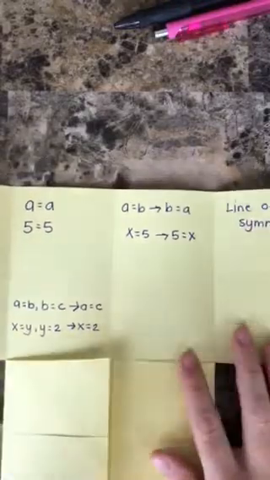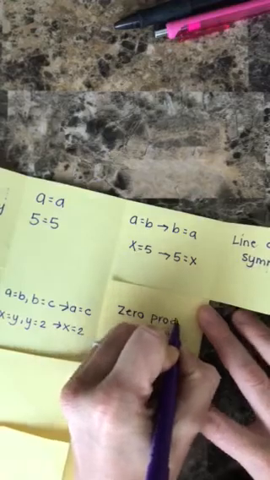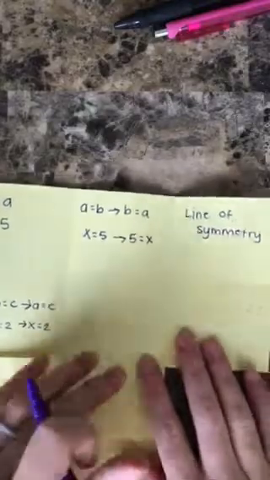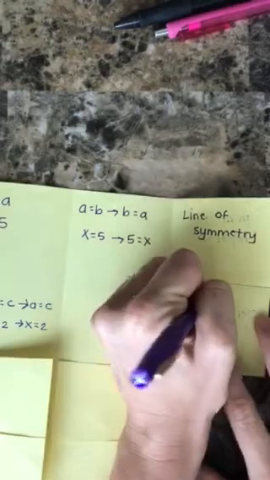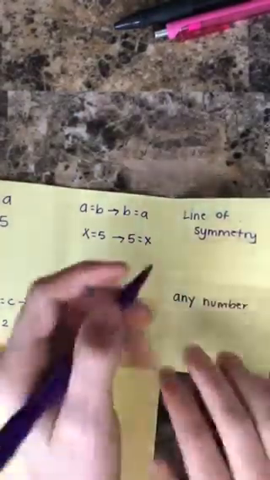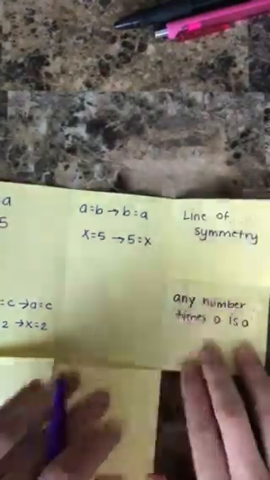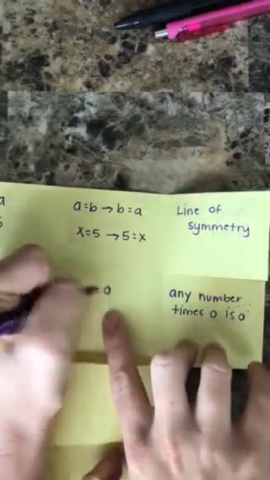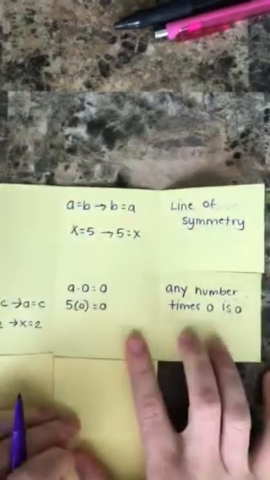Okay, your zero property. This is also called the zero product property. That might help you remember it a little bit better. And this just says anything times 0 is 0. Duh, we know that. So I'm going to say any number times 0 is 0. And whether you have a variable like a times 0 equals 0 or 5 times 0 equals 0, again, you guys know that.